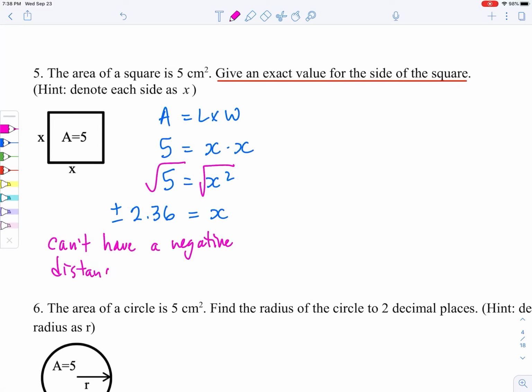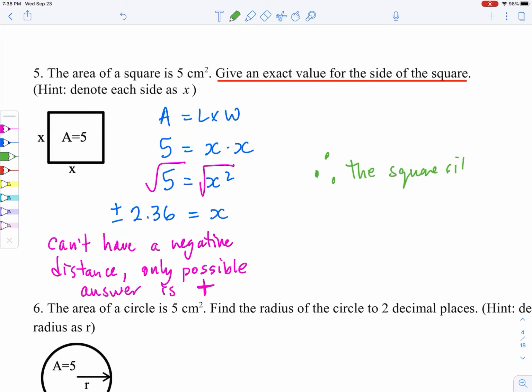And so our only possible answer is the positive one, which means that, therefore, this question was asked in words, so we'll answer it in words. Therefore, the square side is 2.36 centimeters, because it told us centimeters here, and we've got to be careful to remember units.